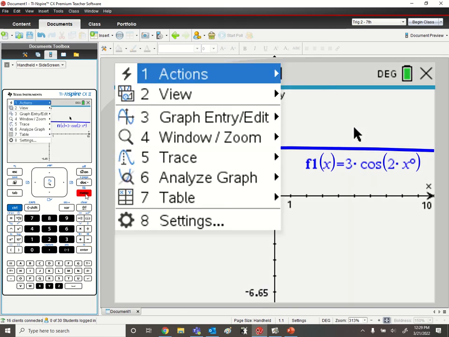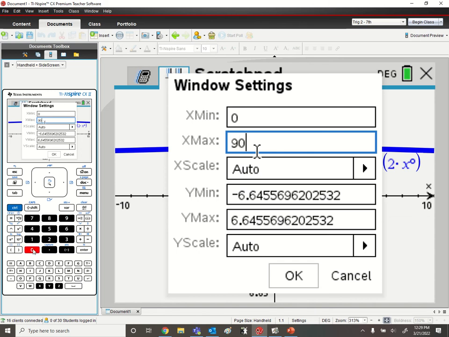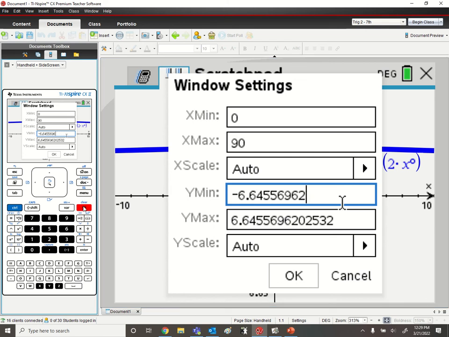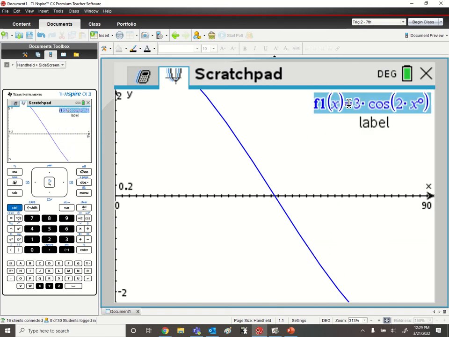Menu. Window. And this is 0. And this is 90. Change this to -2. This is standard for every time we do this, for the y values. To 2. Hit OK. There we go. It looks like I have one answer here. I have one answer, so let's go ahead and locate where that answer is.